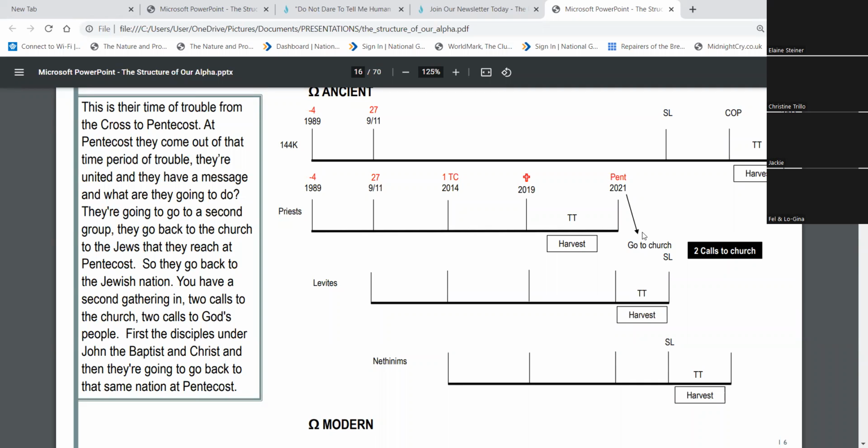And what are they going to do? They're going to go to the second group. They go back to the church, to the Jews that they reach at Pentecost. So they go back to the Jewish nation. You have a second group, second gathering in, 2 calls to the church, 2 calls to God's people. First, the disciples under John the Baptist and Christ, and then they're going to go back to that same nation at Pentecost.